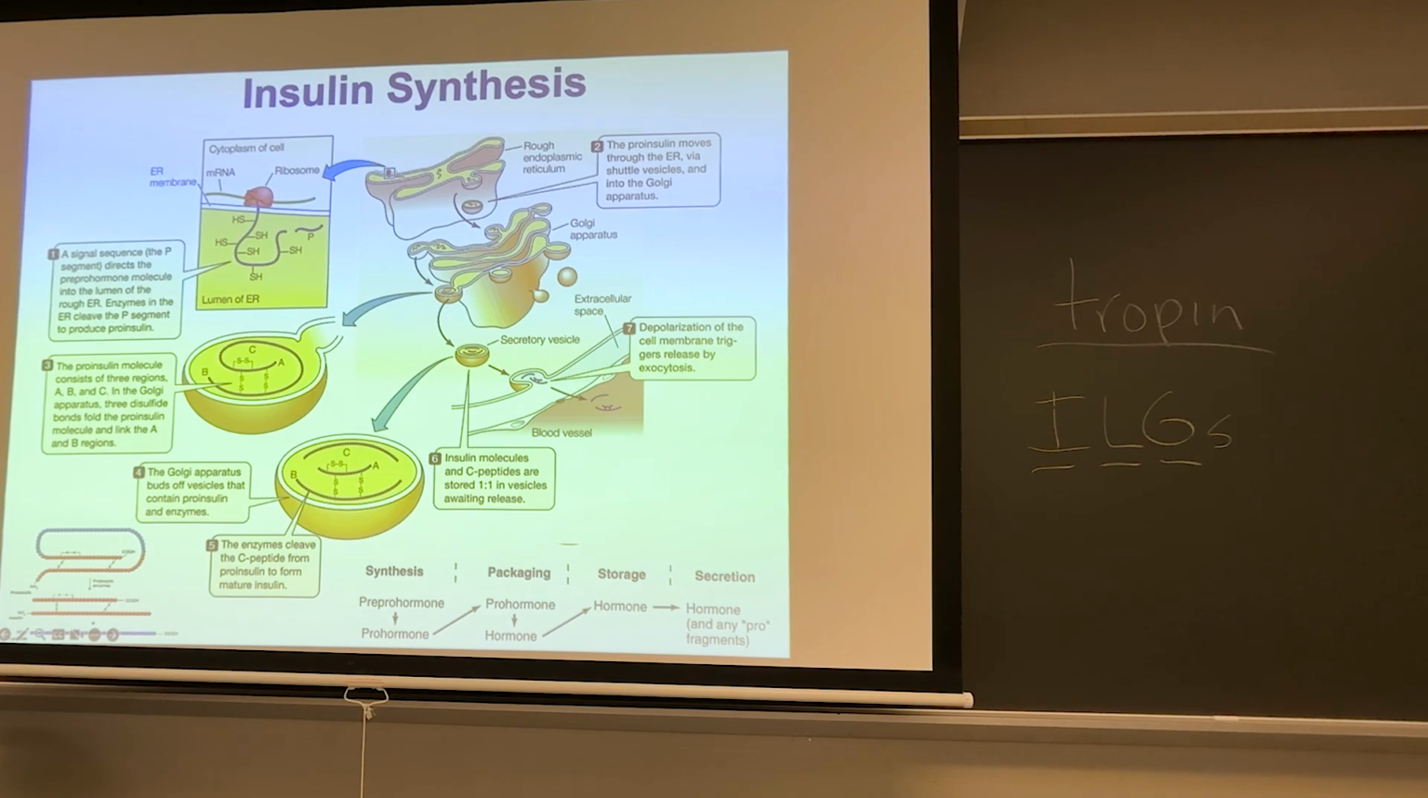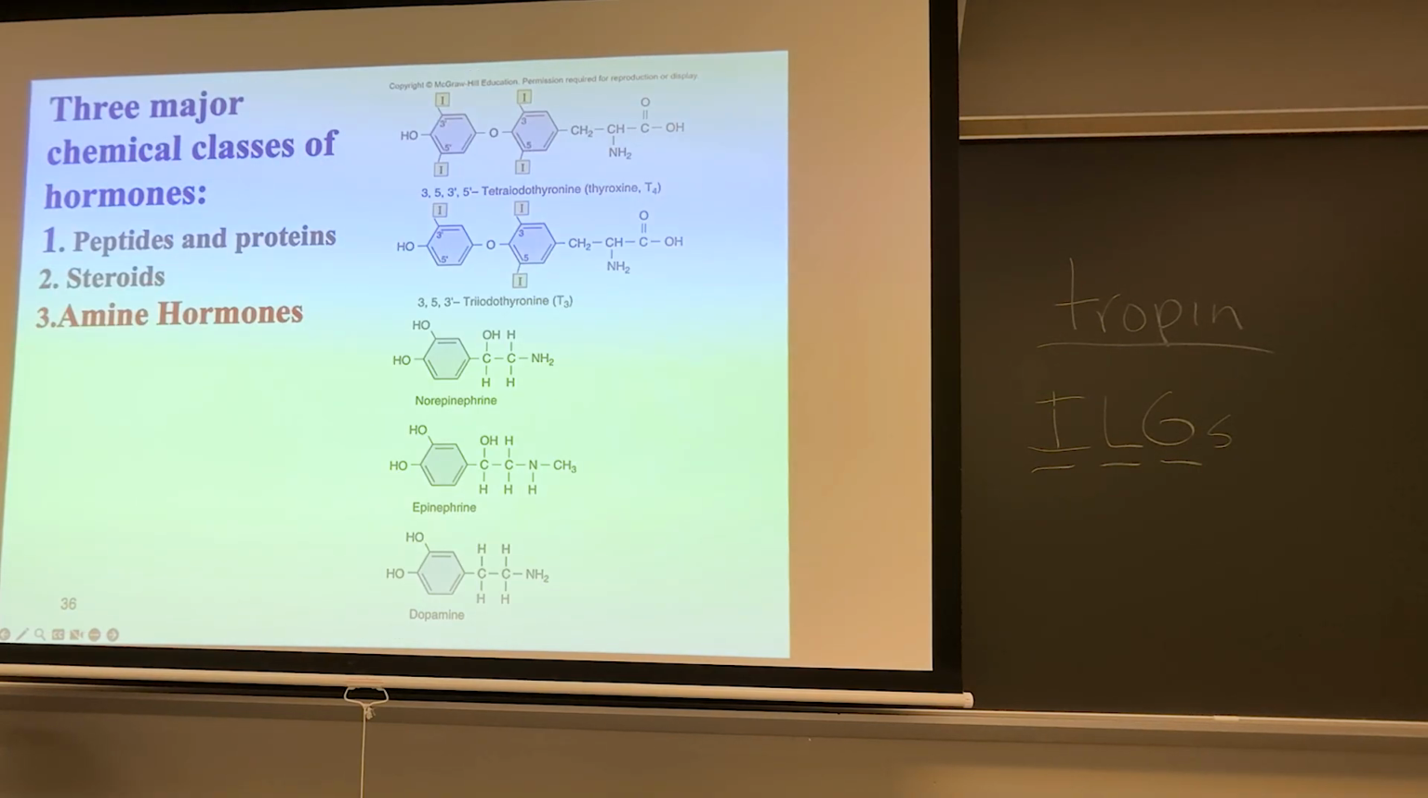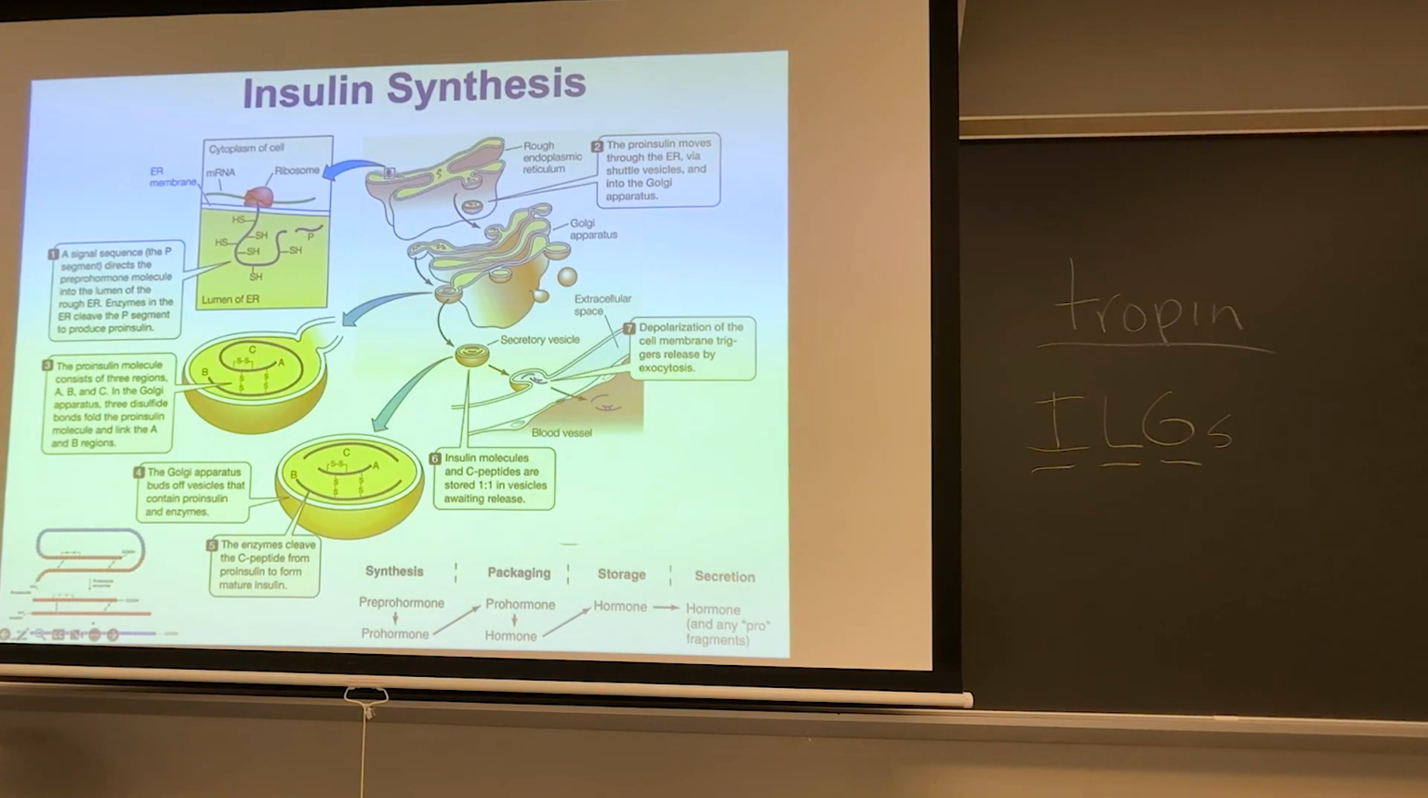Now, proteins, as we've talked about before, are going to be produced via the endomembrane system, right? And so this just again shows you how this works. And insulin, for example, is produced as what they call a pre-pro hormone, right? Pre-pro hormone. So what the heck does that mean?